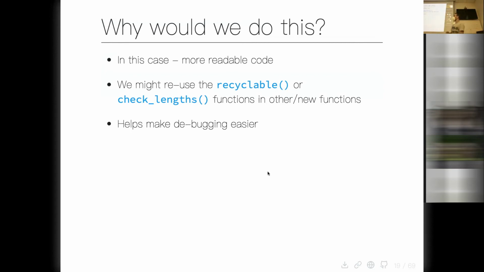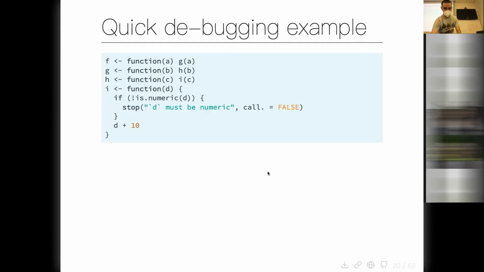The other thing is the recyclable function in particular is very possibly helpful for other functions. It's very likely that we could use that function in other functions besides our both NA function. Check lengths might also be useful, but it's a little less likely than recyclable. But the last thing is it also really helps make debugging easier. I've mentioned this a couple of times, but I'm going to show you an example here.